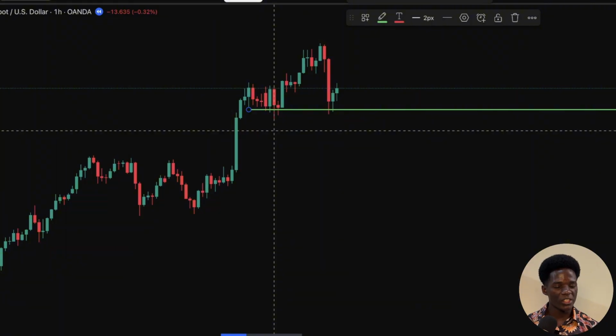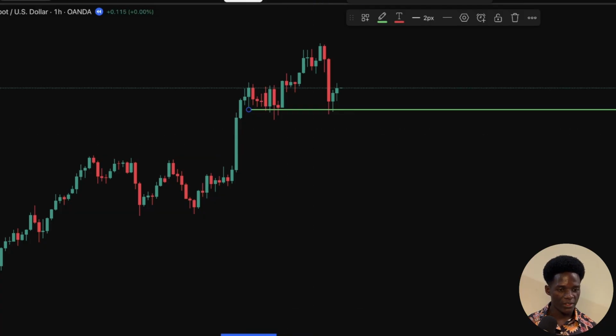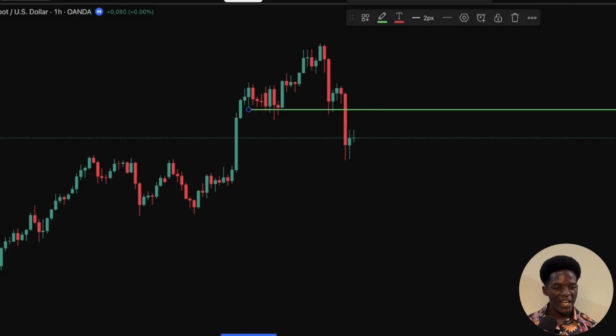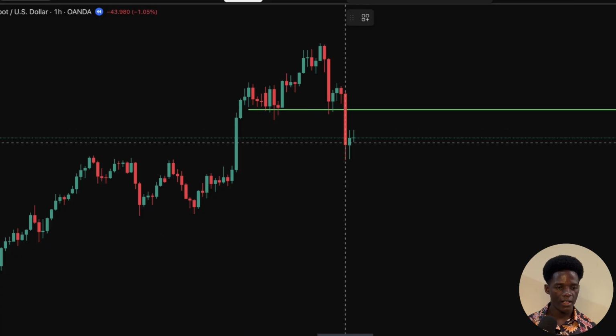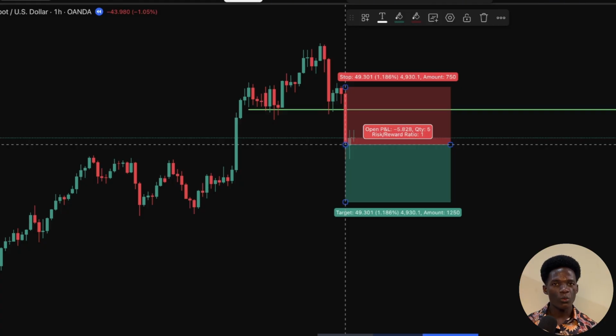Then the key support level becomes resistance level. So let us wait. Now price has broken through our key support level. Now this key support level becomes key resistance level, because now the price has turned bearish. It is bearish now. So this is the right trade we want, and we don't want to enter here. No, we want to wait for price to make a retest at our key level.